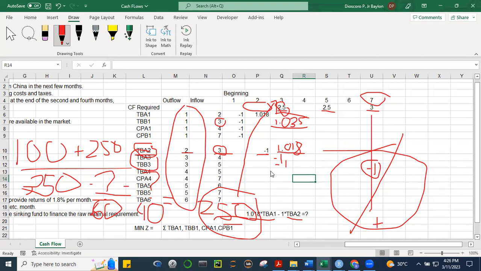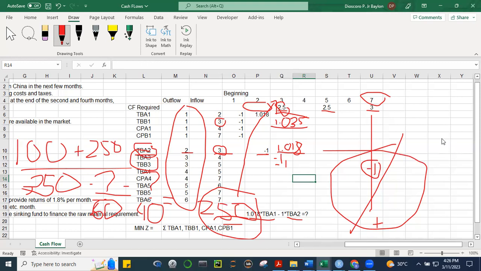So this now tells us how we are able to do the cash flow, come up with an initial investment, put it in this instrument, and then let it roll. Let our investment roll so that we're able to get our cash on the required months: 2.5 at the beginning of month 3, 2.5 at the beginning of month 5, and 3 million at the beginning of month 7.